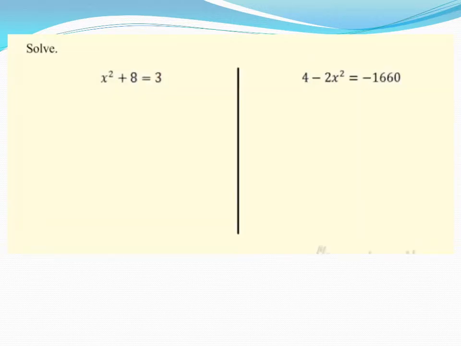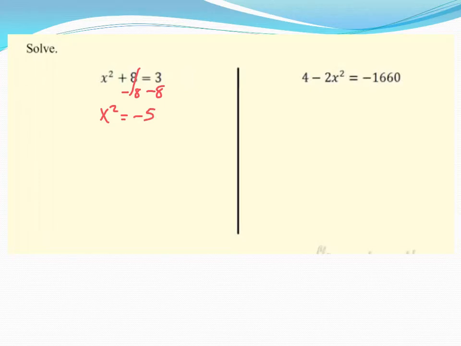All right, youngins, 2 more examples here. Let's give these a whirl. So the first one, I got x squared plus 8 equals 3. So now what we're going to do is subtract 8 first. So I'm going to subtract 8. I get x squared equals negative 5.